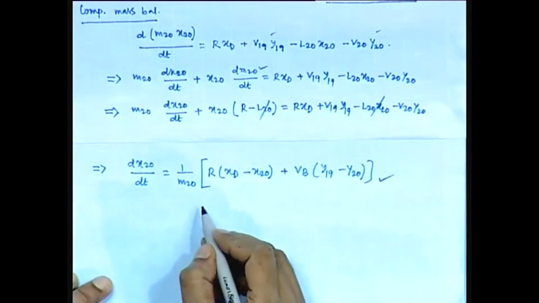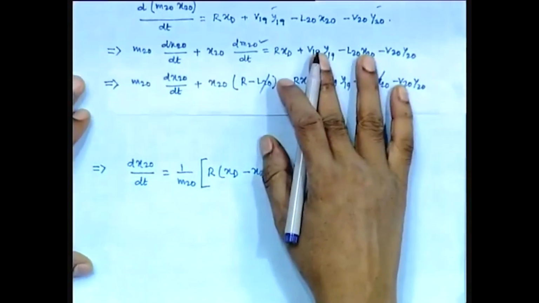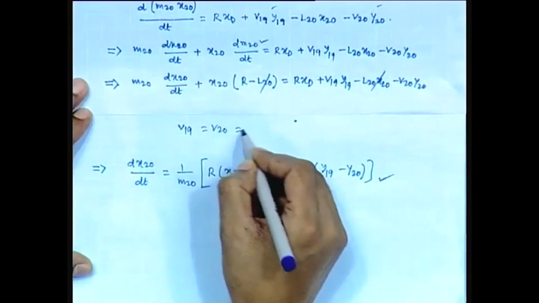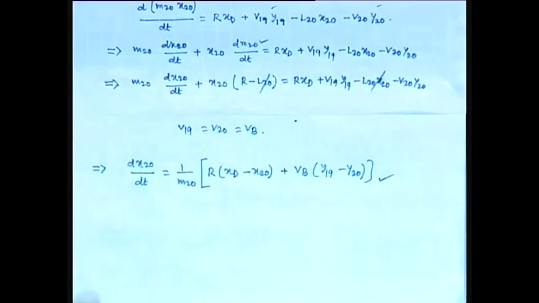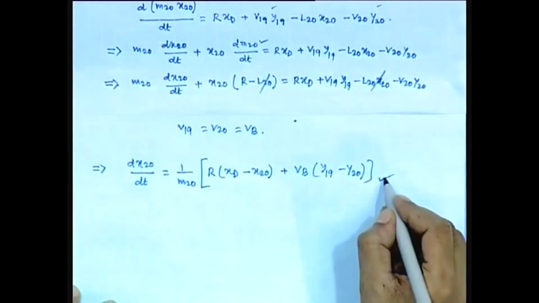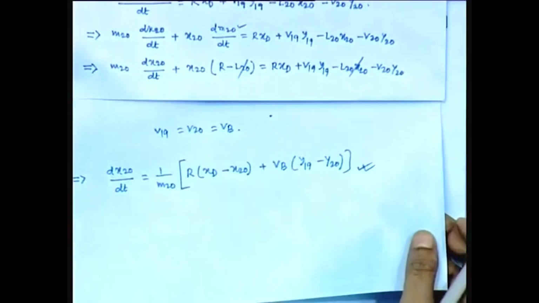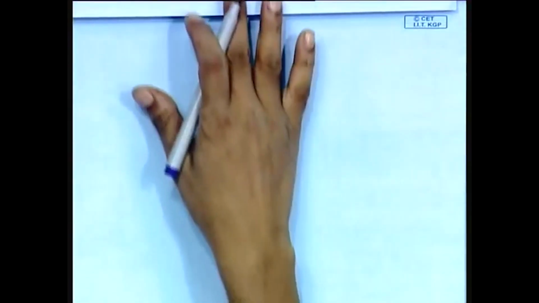Just we have substituted V19 equals V20 equals Vb, then we get this equation. Fine. So, this is the second envelope, the modeling equations of the second envelope.